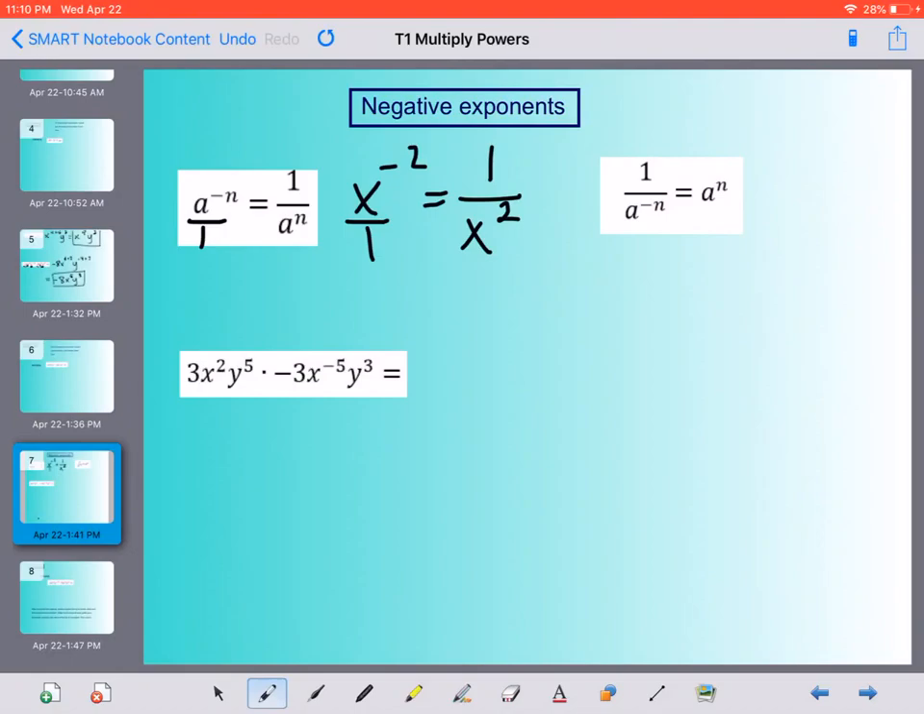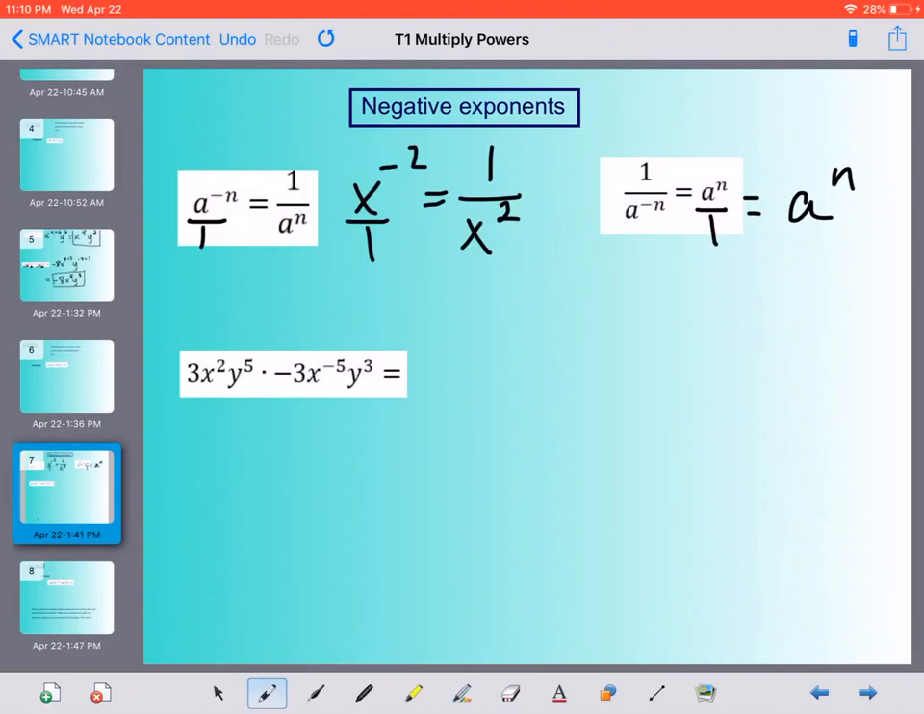That works the same way if I have a negative exponent in the denominator. 1 over a to the negative n is equal to, if the exponent is negative in the denominator, it'll be positive in the numerator. So that would be a to the n power over 1, which is simply a to the n.